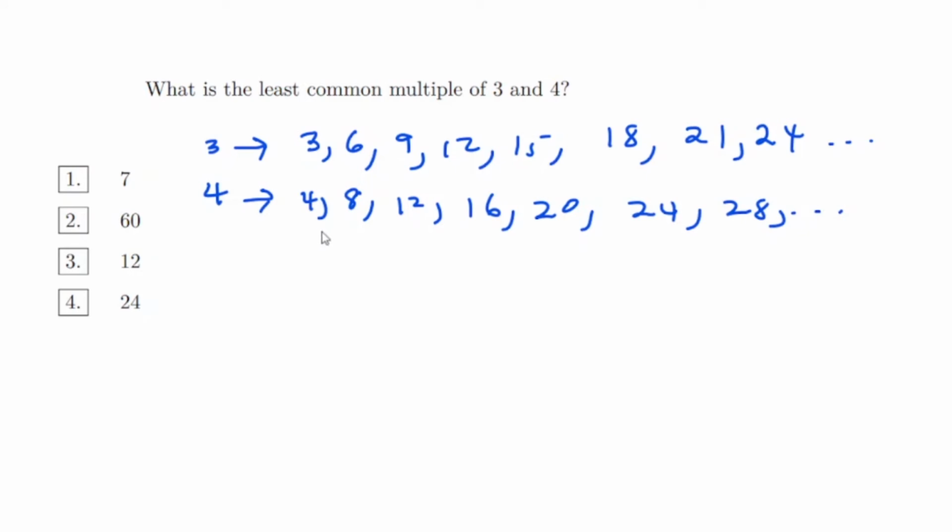So if we're looking for the least common multiple, we're just going to search through both lists until we find a number that's in both lists, the smallest number that's in both lists. Well, none of these are in both lists, but 12 is in the list for the multiples of 3, and also 12 is in the list for the multiples of 4. So the least common multiple of 3 and 4 is 12. And this is the process for finding the least common multiple of 3 and 4. You list out the times table for each one of them, and then you find the smallest number that is in both lists.